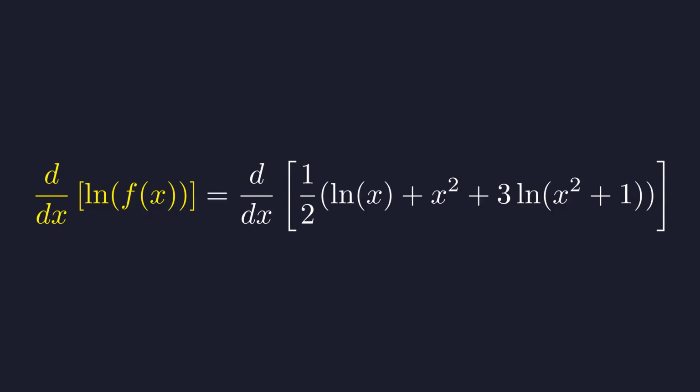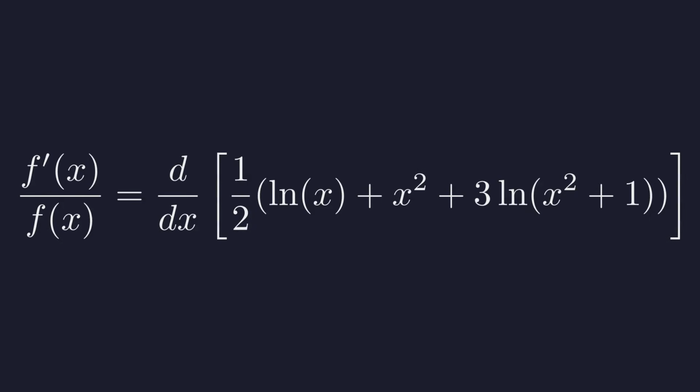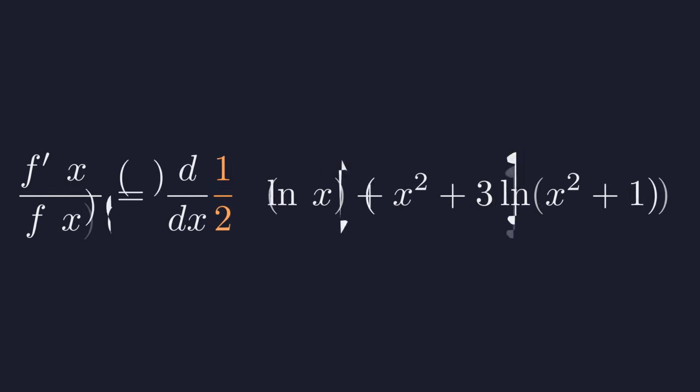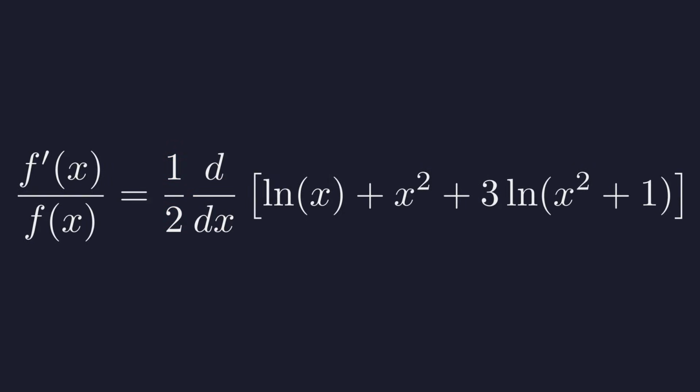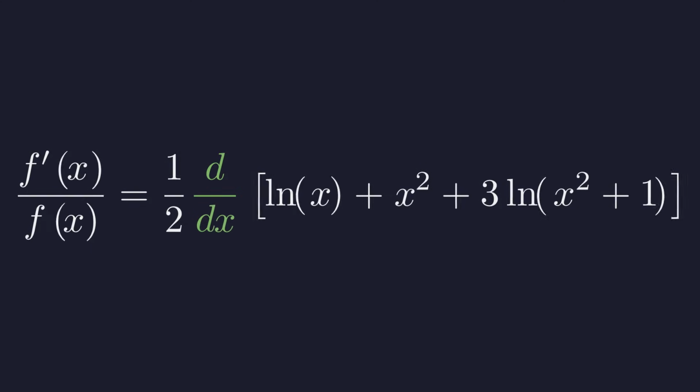Left side needs the chain rule. Derivative of natural log of a function is 1 over the function times the derivative of the function. So we get f prime of x over f of x. On the right, 1/2 is just a constant. Pull it outside the derivative. Now we differentiate what's in the brackets. Term by term. Natural log of x. That's easy. 1 over x.